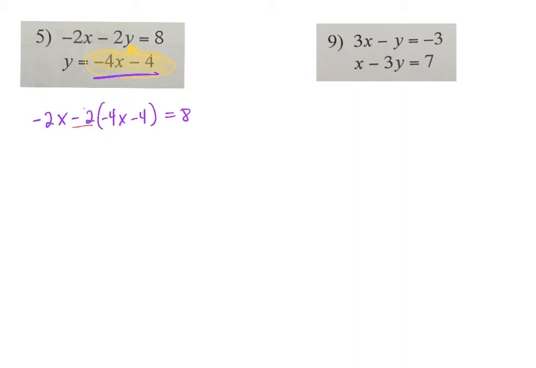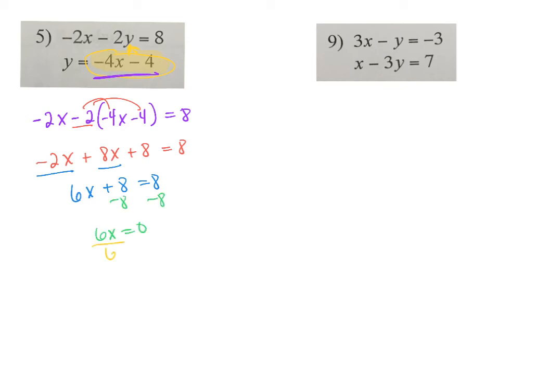So I'm going to distribute this -2. I'll get -2x plus 8x plus 8 equals 8. I need to combine like terms. My like terms here are the -2x and the positive 8x. So I will get 6x plus 8 equals 8. Just continue solving, subtract your 8, 6x equals 0. Divide by 6, x equals 0.